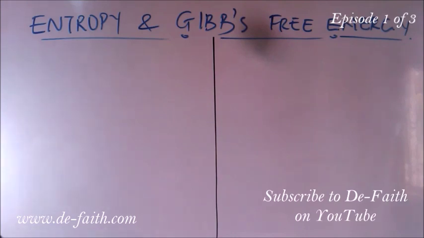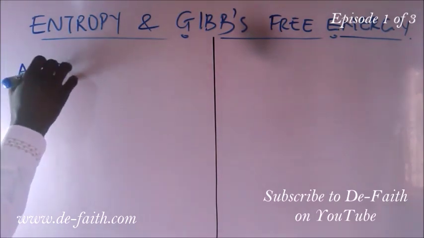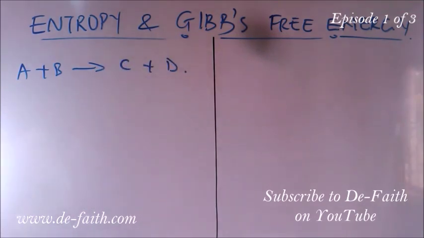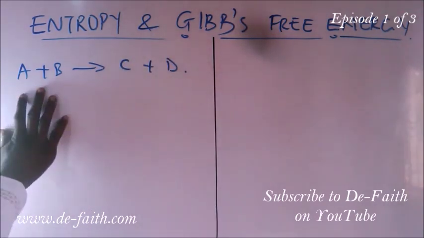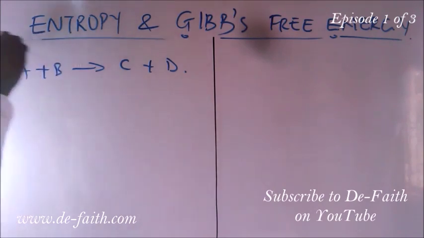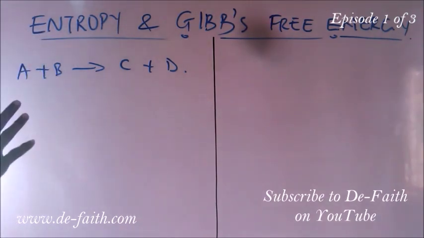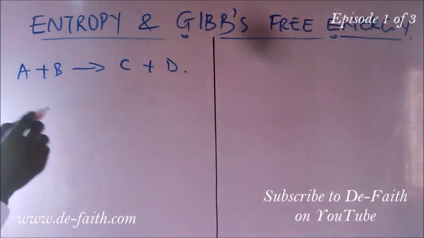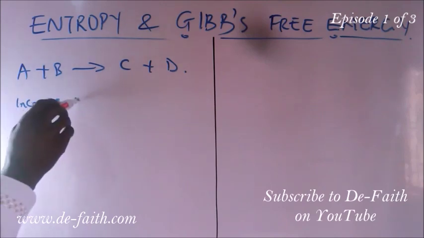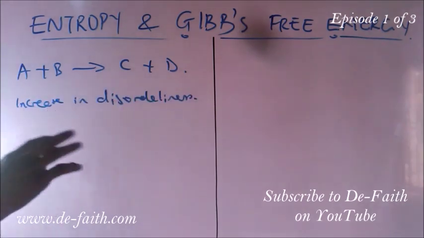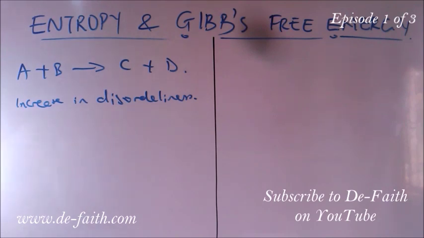And so if you have a reaction such as A plus B leading to C plus D, a spontaneous reaction is one that is able to proceed without any external agent such as heat, pressure, or the likes being added to it. Now, it is generally observed that most chemical reactions which occur spontaneously increase the degree of disorder or randomness of a chemical reaction. So when a reaction is spontaneous, there will be an increase in disorderliness. And this increase in disorderliness brings us to what entropy is.